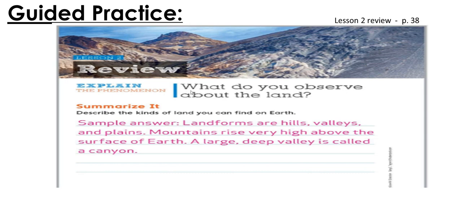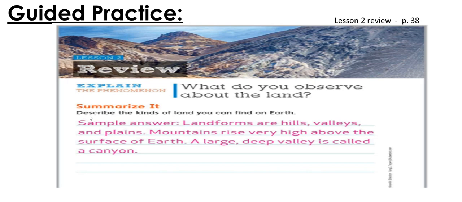Let's read this question. It says, what do you observe about the land? What do you see here? From the top of your head, what do you say? Remember, the word observe means to see. What do you see in this picture? Think, think, think. What's this? I hope you said hills. This is a hill. What is this right here? It's a V shape. A V shape is what? A valley. Very good.